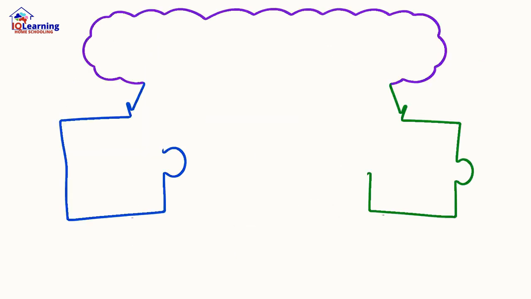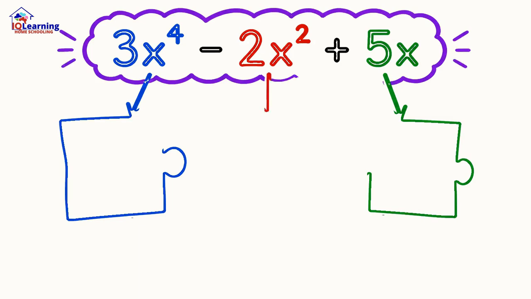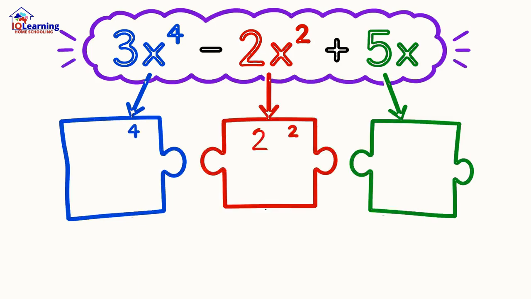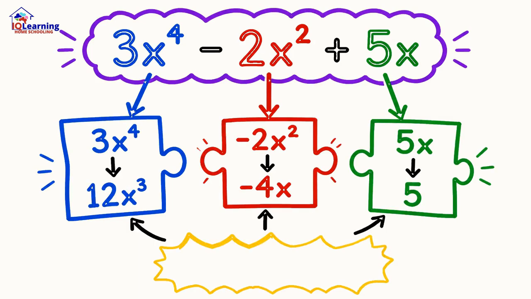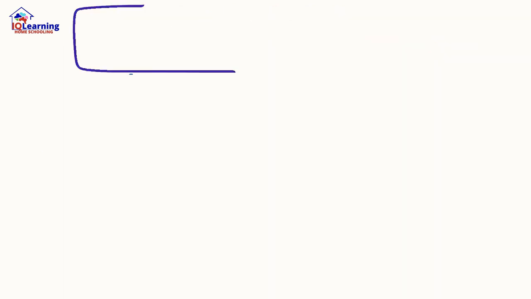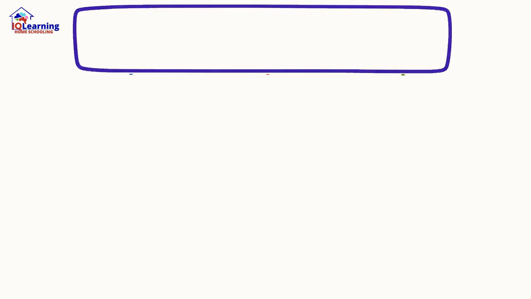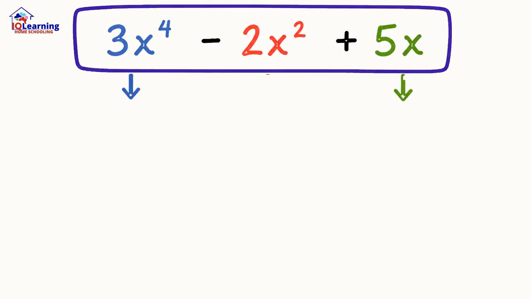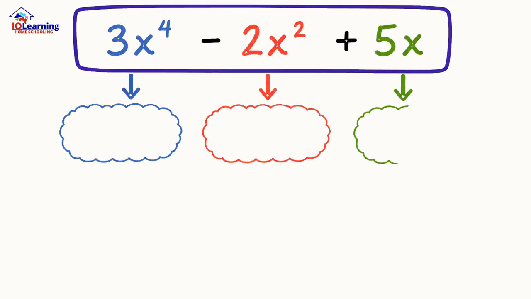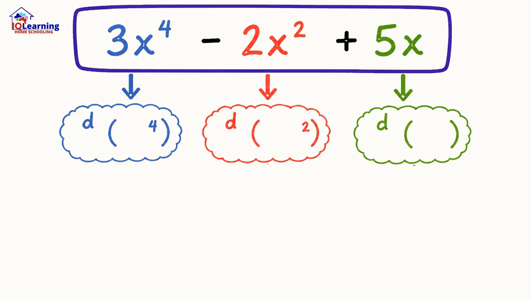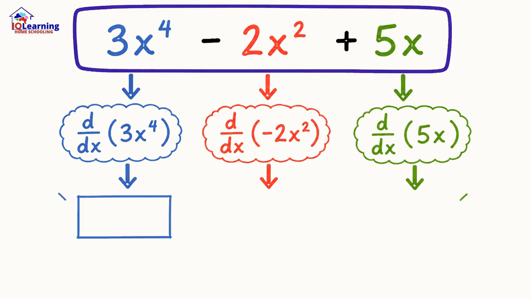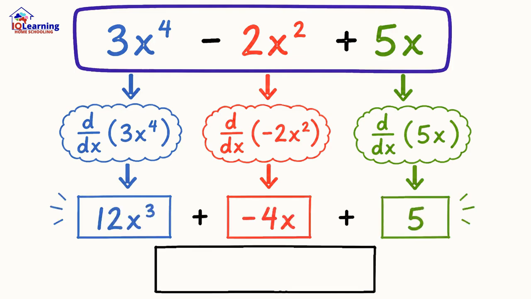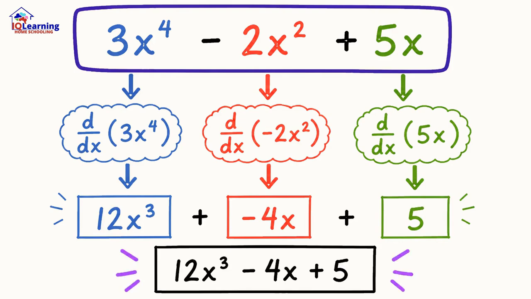This power extends to long, messy polynomials. Thanks to a property called linearity, we can just break them down and differentiate them piece by piece. For an expression like 3x to the fourth minus 2x squared plus 5x, you just handle each term on its own. 3x to the fourth becomes 12x cubed, minus 2x squared becomes minus 4x, and 5x becomes 5. You stitch the results together for the final answer.